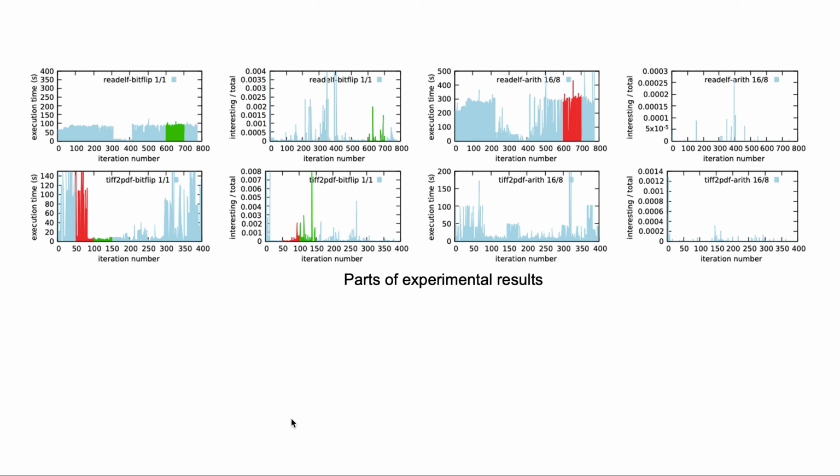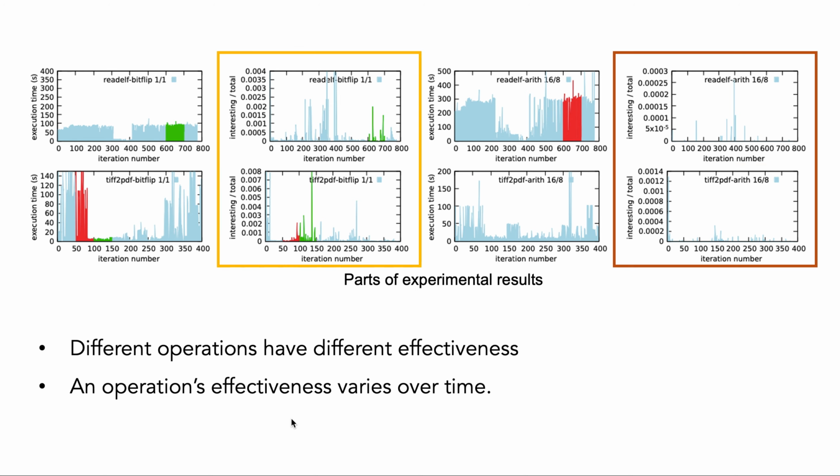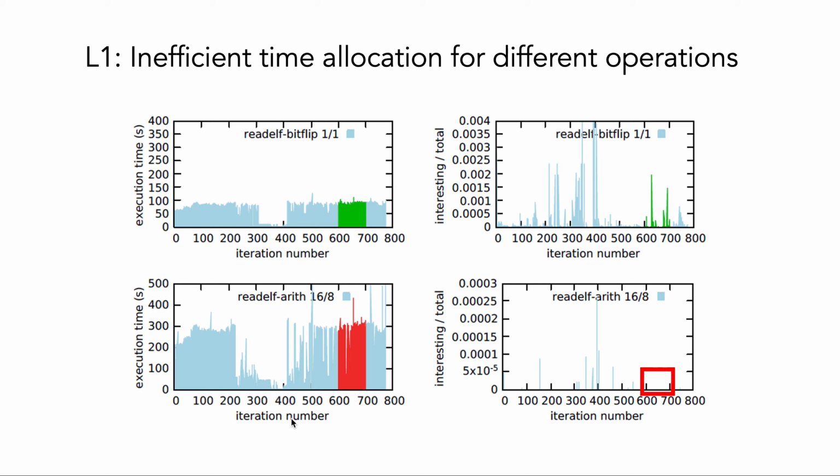Firstly, different operations have different effectiveness. For example, in fuzzing with ELF, operation bit flip is more effective than operation erase within the same iteration. Secondly, an operation's effectiveness varies over time. However, previous work doesn't take operation effectiveness into consideration in the time allocation. Therefore, there are 2 limitations.